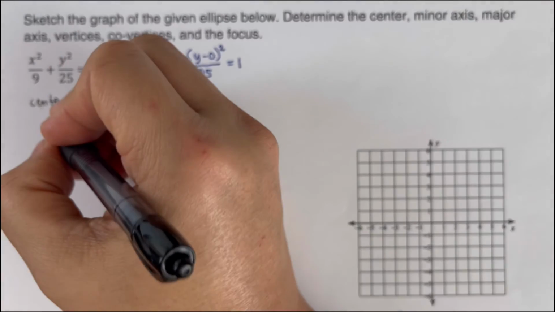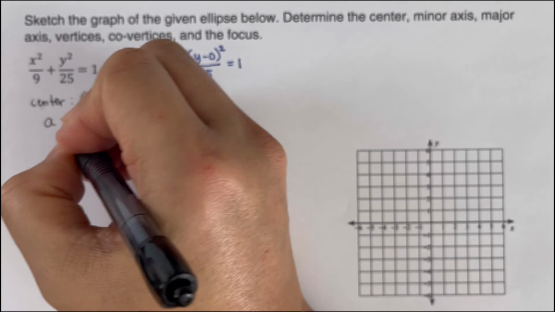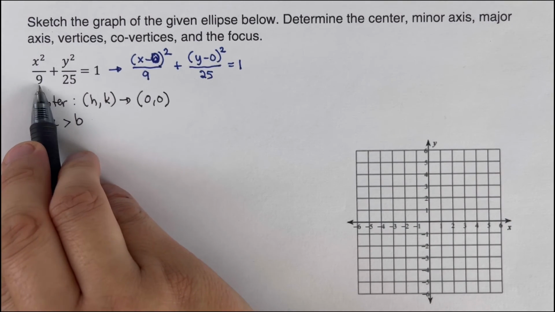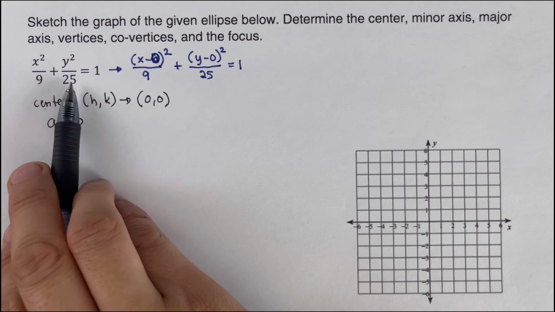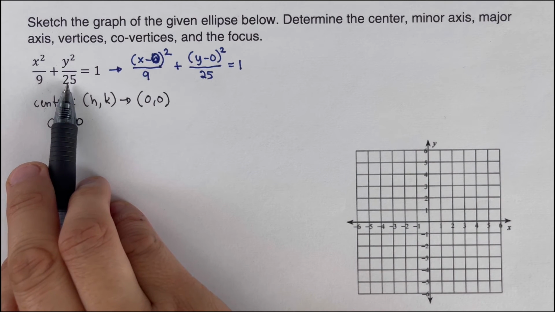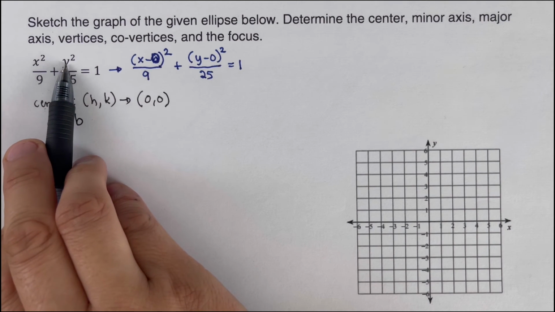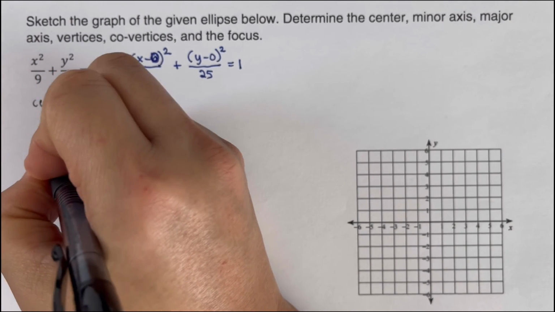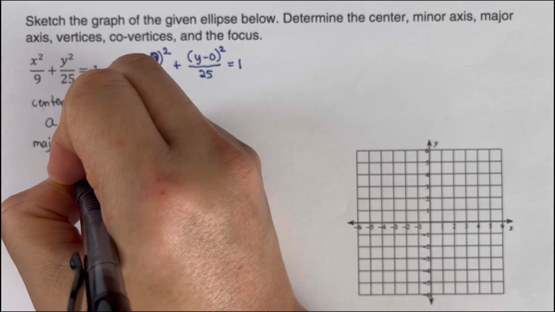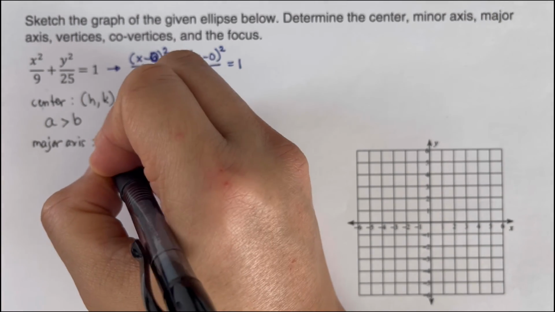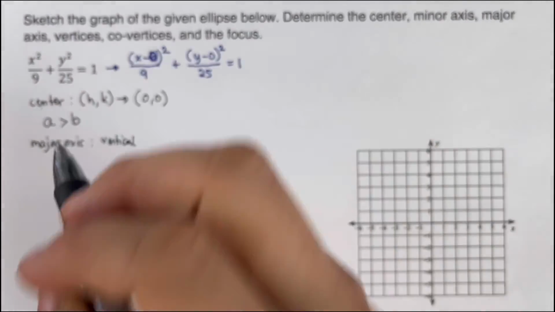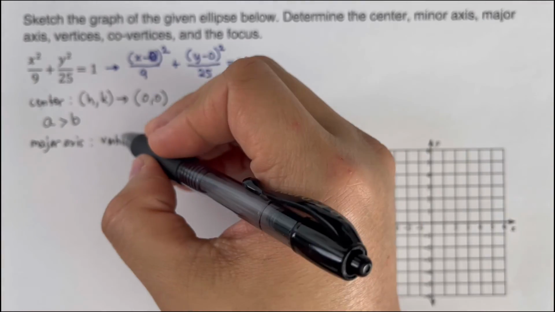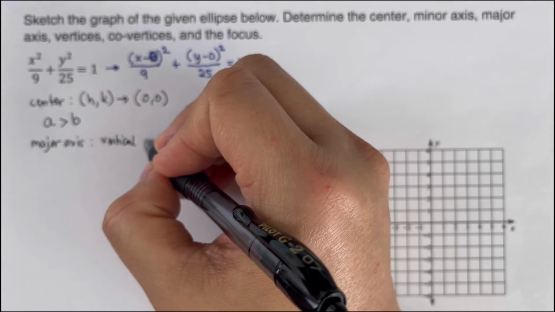We remember that for an ellipse, a is always greater than b. So in this case right here, this is our a and this is our b. Now we look at the variable that's on top of the a. So it's y, so we can go ahead and say that our major axis is the vertical line. The reason for that is the variable on top of the a is y. So y represents the vertical axis.